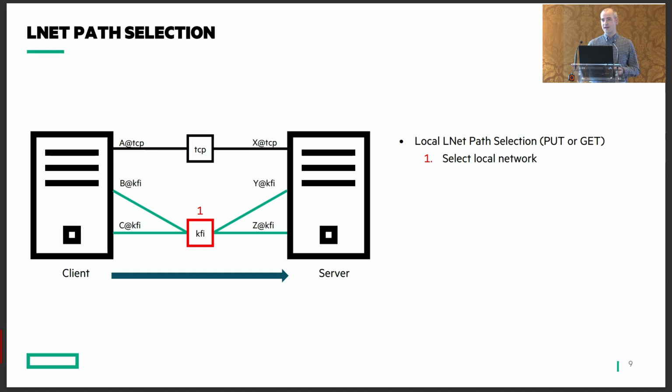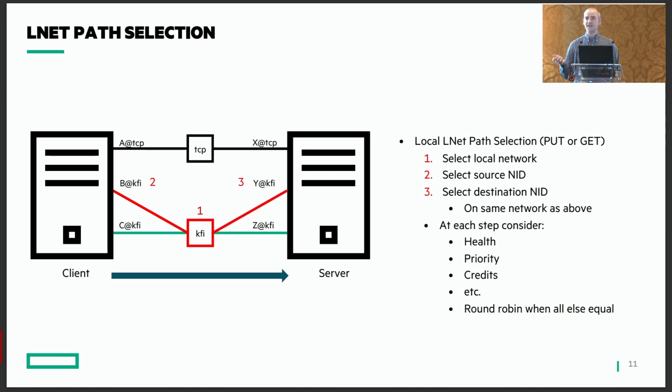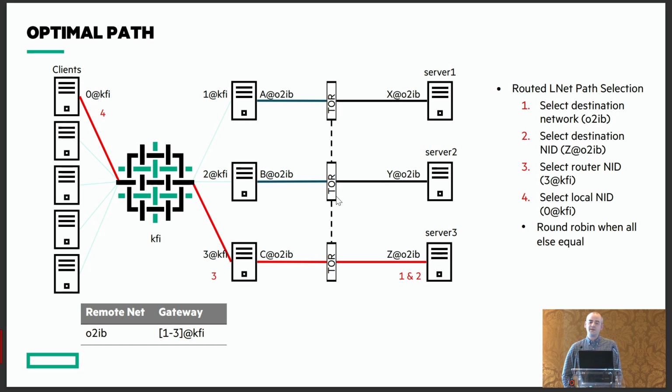So the first thing that LNet does is select a local network for the send. In this example, we'll just say it picked KFI. The second step is it selects a source interface on that local network for the send. And then lastly, it selects the destination interface on that network for the send. At each step, LNet considers various criteria, such as LNet health, which was added in 2.12, so that's the top priority, or it should be on the bottom right.